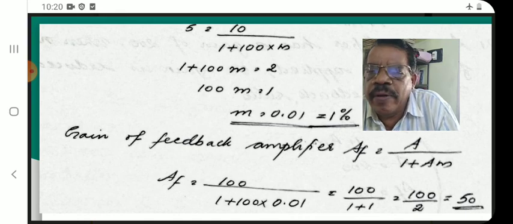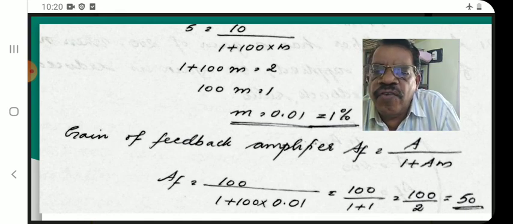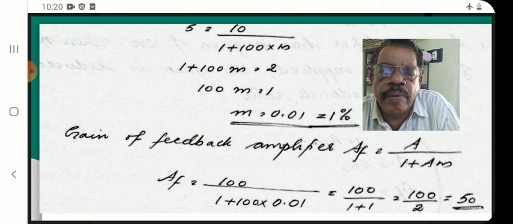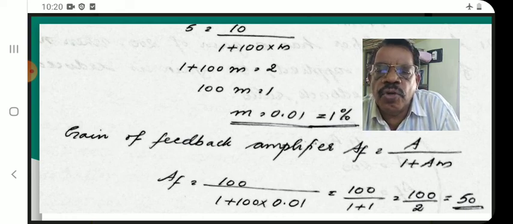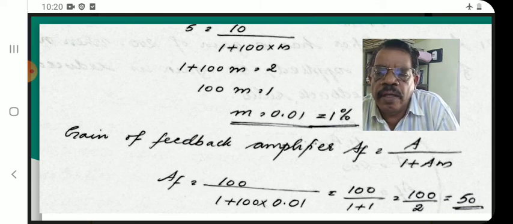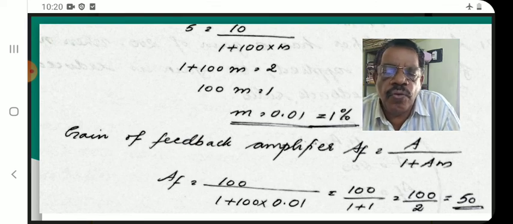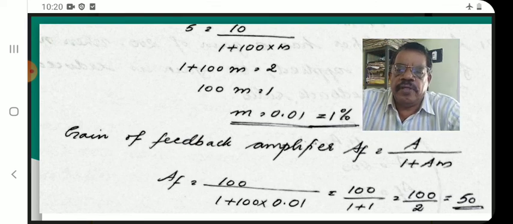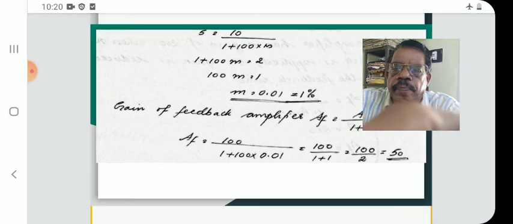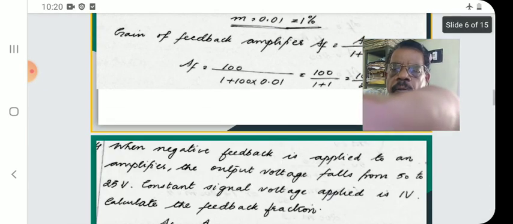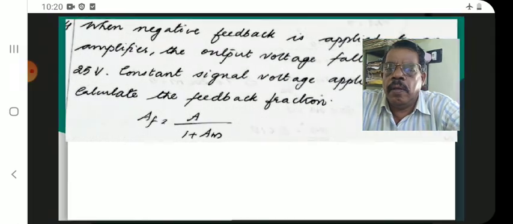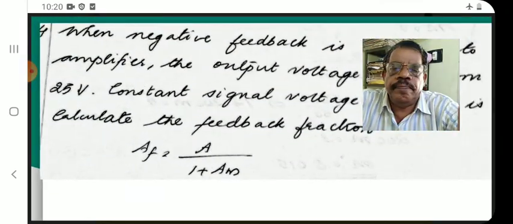So it is 1%. Gain of feedback amplifier AF equal A by 1 plus AM. We have to find AF also. AF is equal to 100 by 1 plus 100 into 0.01. M we have determined as 0.01. Therefore 100 by 1 plus 1, 100 by 2. That is 50. Answer. Next problem.